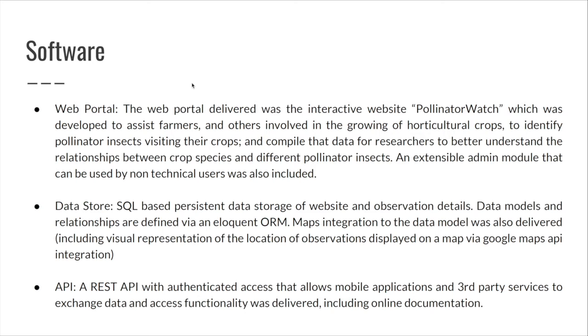On the data store side, SQL-based persistent data storage of website and observation details was encapsulated in a model. These models were represented in the MVC framework using an ORM called Eloquent. Map integrations to the data model were also delivered, including a visual representation of the location observations displayed on a map via the Google Maps API. And finally, the API was a REST-based API with authenticated access that allows mobile applications and third-party services to exchange data and also access functionality that included the online documentation.